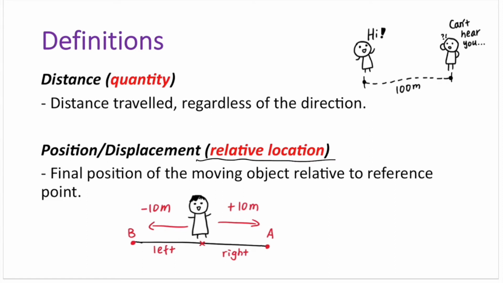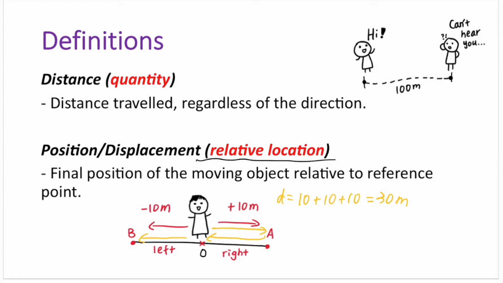The definition is the final position of the moving object relative to the reference point. So let's say this person started at point O, he walked to point A, and then came back to O, and then walked to point B. What's the total distance he covered? From point O to point A, that's 10 meters, and back another 10 meters, and then go to point B, another 10 meters. So the total distance this person traveled will be 10 plus 10 plus 10, which is 30 meters. So that's the distance.